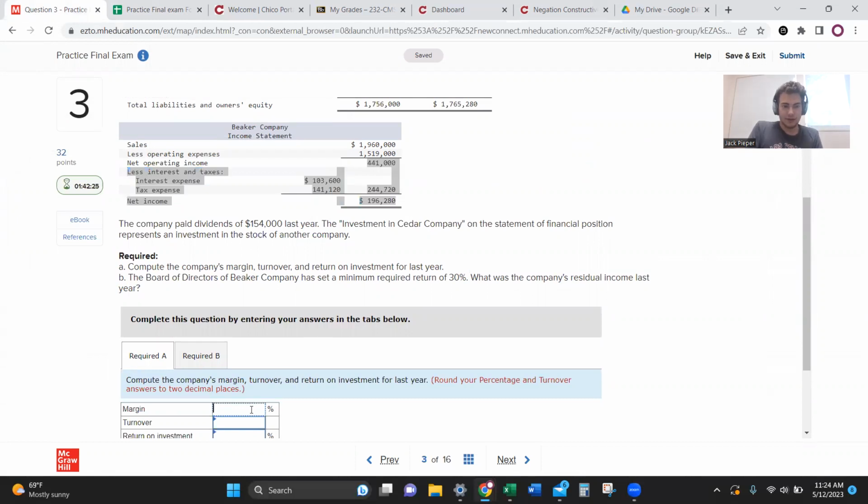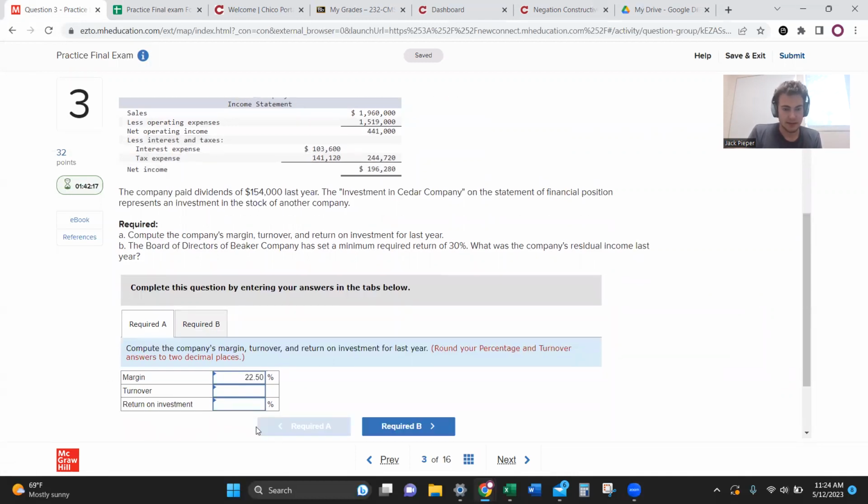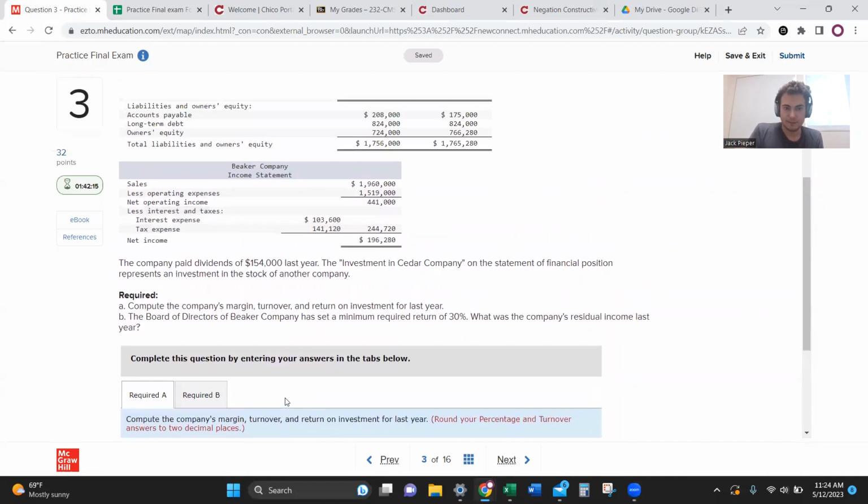Okay. So if we divide the net operating income by the sales, we get 22.5%. And that's expressed as a percentage. It has a percentage right there. All right. Turnover.